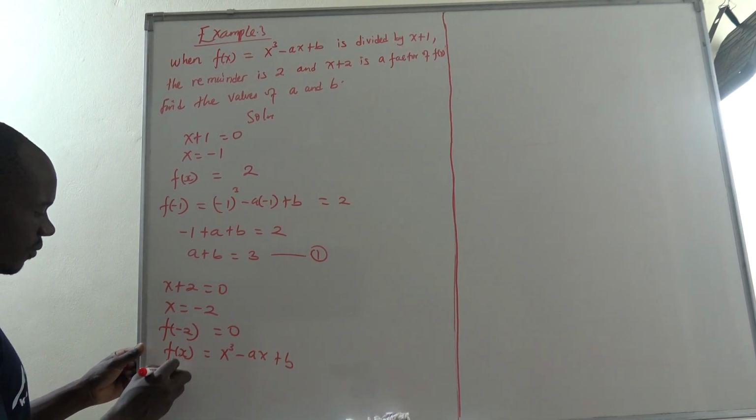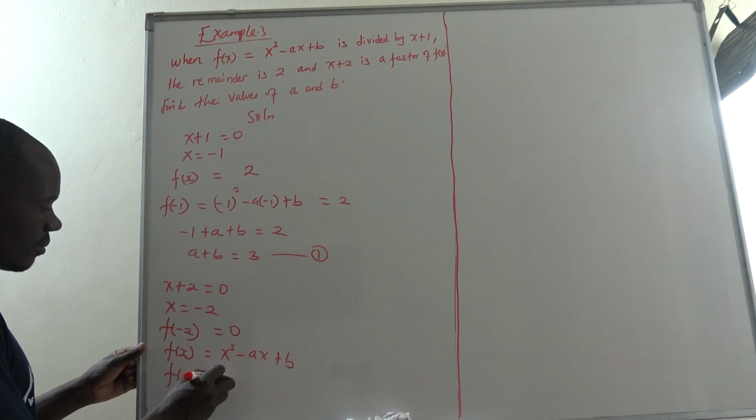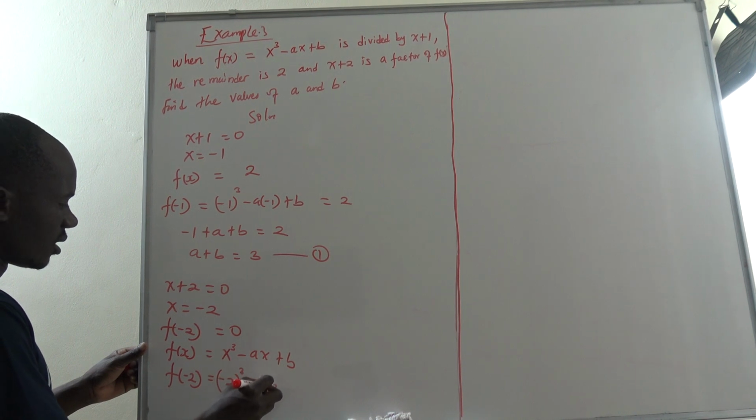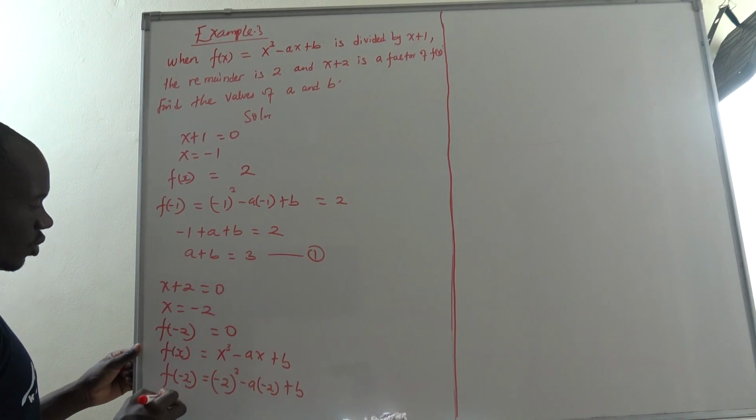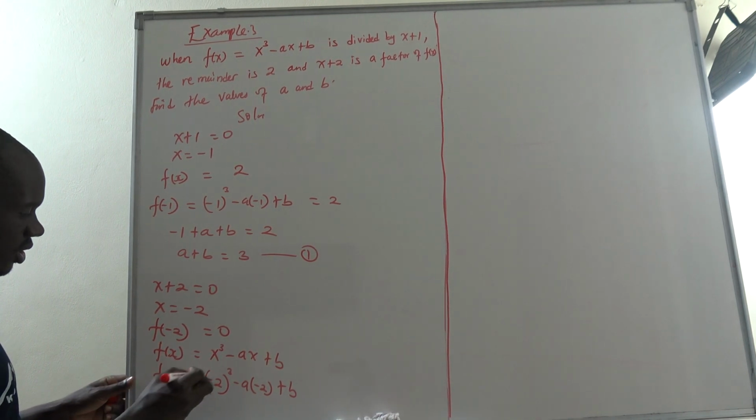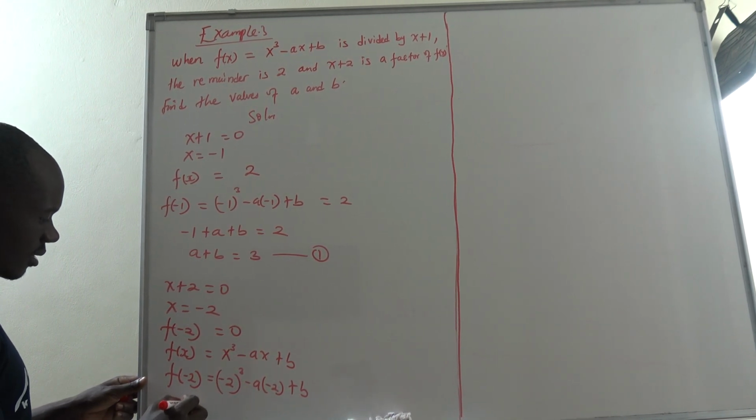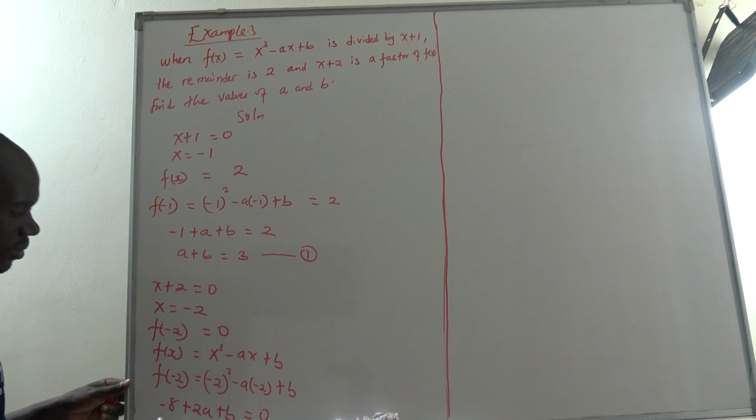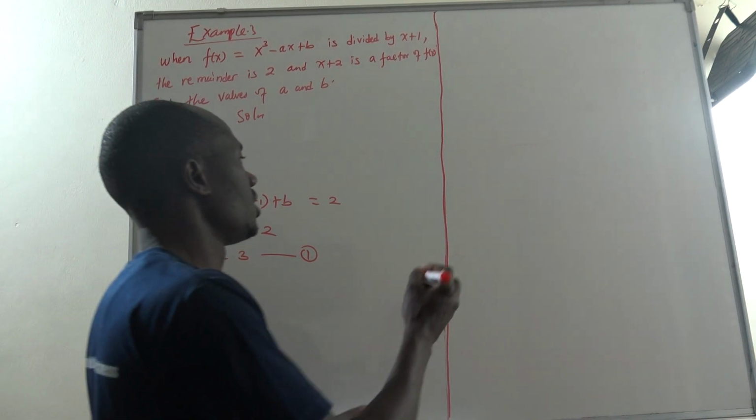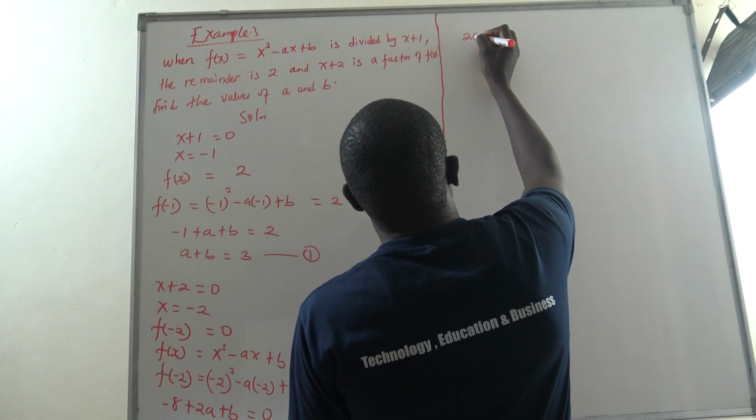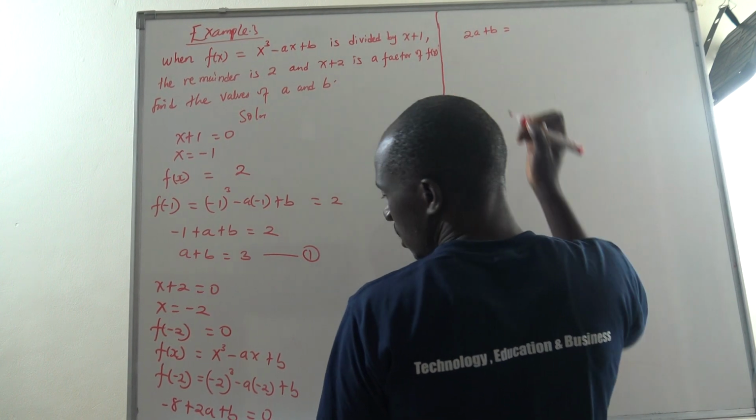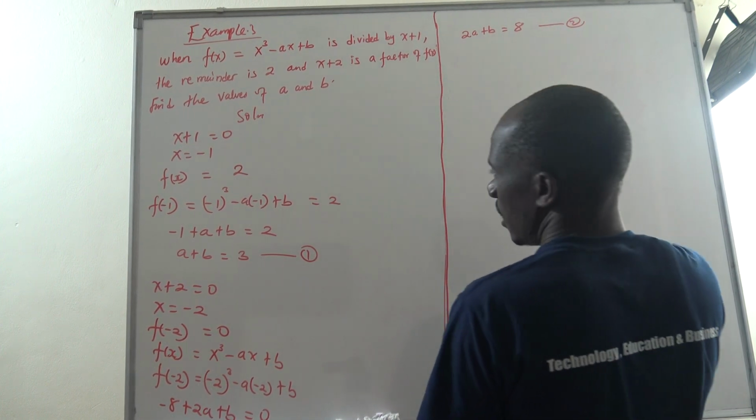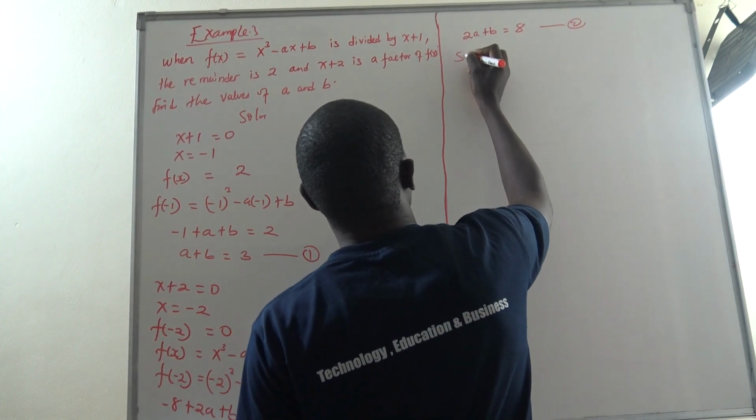So we look at f of negative 2, which becomes negative 2 cubed minus a into negative 2 plus b. So our f of negative 2 is already 0. Here we are getting negative 8 plus 2a plus b equals 0. So can we rearrange it? We are getting 2a plus b equals, this is a negative, when it goes out it becomes a positive, 8. This is the second equation.